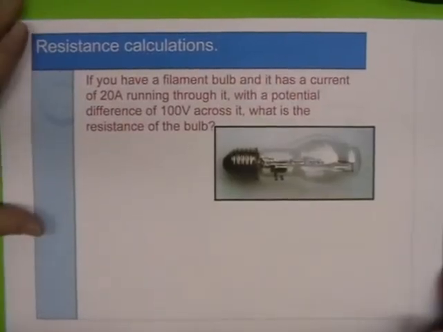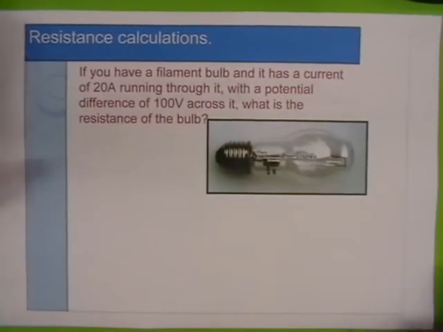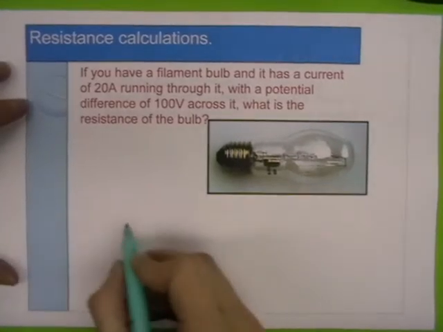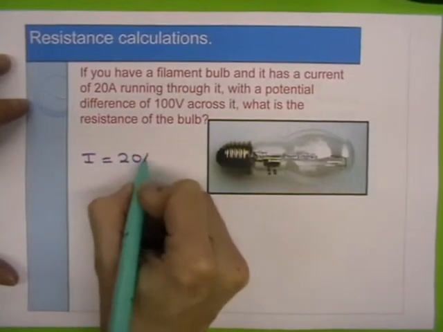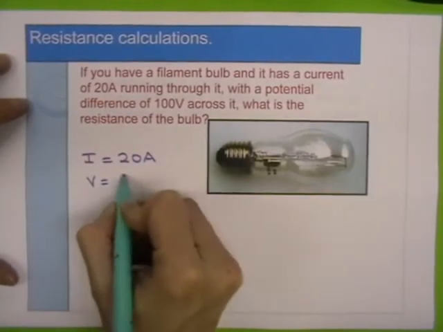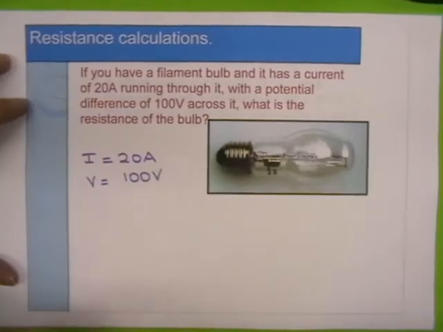Okay, we're going to use V = IR to do some resistance calculations. The first one here: if you have a filament bulb with a current of 20 amps running through it and a potential difference of 100 volts across it, what is the resistance of the bulb? So we're going to use V = IR. We've got a current of 20 and a potential difference of 100. Potential difference is just voltage.